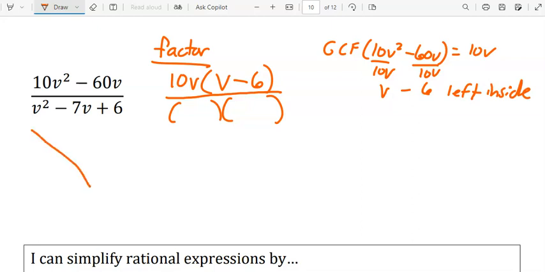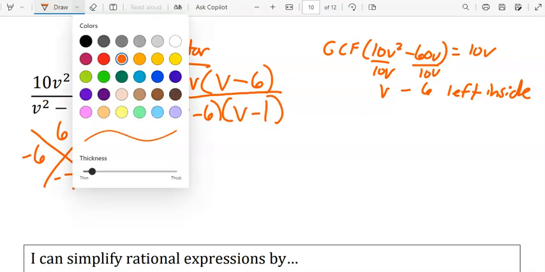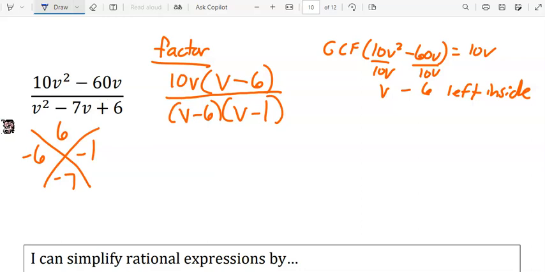And then we'll factor the denominator. So we will find two numbers that multiply to 6 and add to negative 7. Two numbers that would work here are negative 6 and negative 1. So our factored form would be v minus 6 and v minus 1. Okay, these cancel. You would have a hole there. And so your simplified expression is 10v over v minus 1.